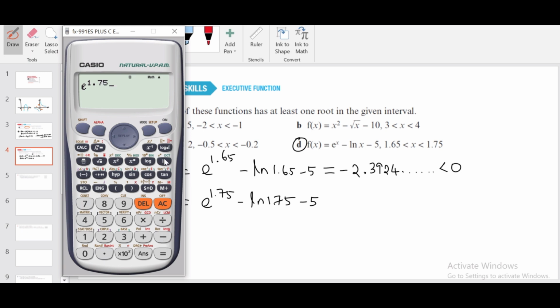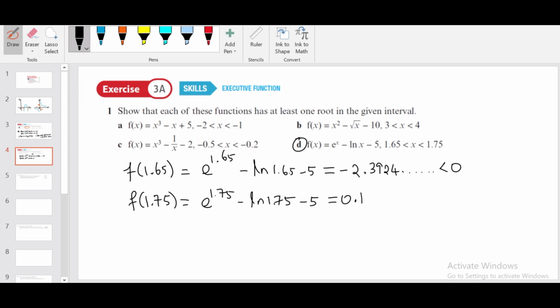I get 0.194. You got a positive number, right? Yeah, I think I made a mistake somewhere here. Yes, 0.194 dot dot dot, a positive number, right? And then you need to write the conclusion. There is a change of sign.